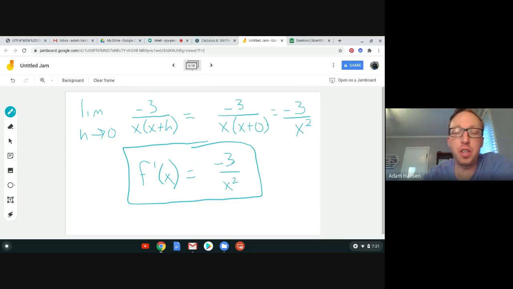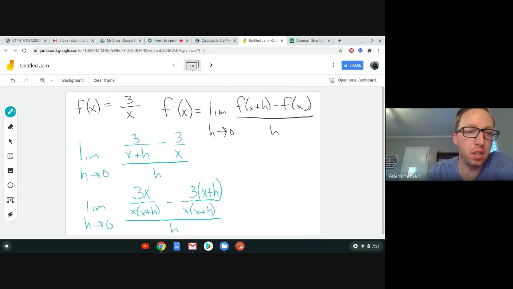All right, so there's a good example of finding the derivative of a rational function using common denominators. We found a common denominator here in this step. The common denominator of x and x plus h is simply the product of x times x plus h. Make sure you multiply to keep your ratios balanced. We did a rational function.